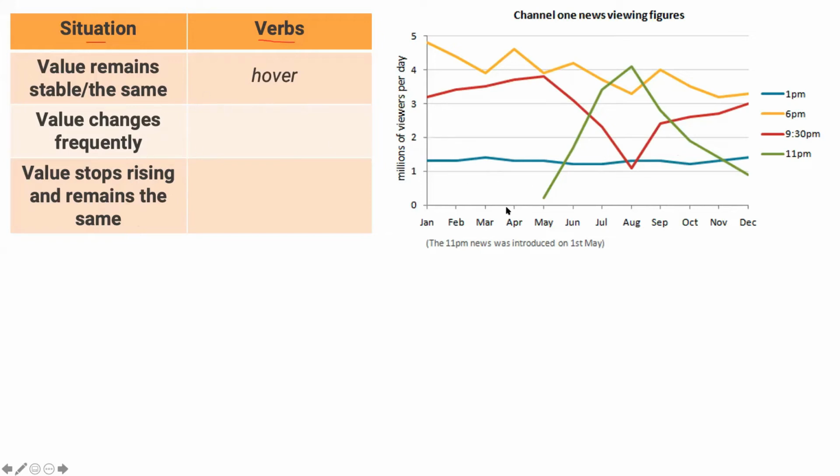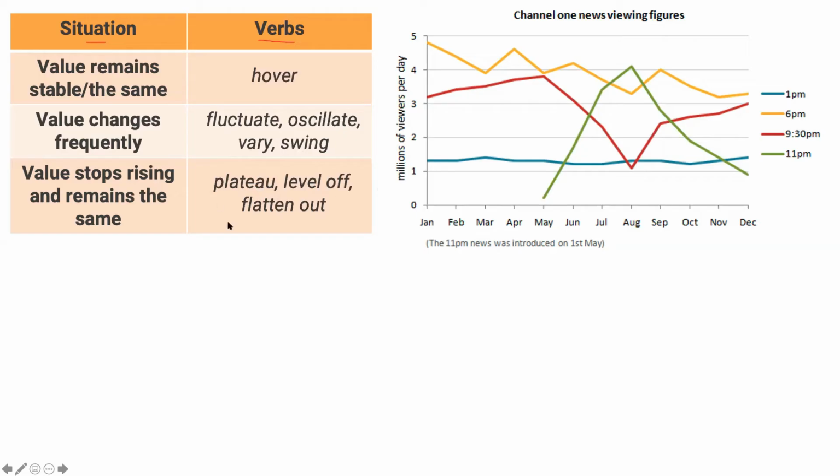If the value changes frequently, like you see the yellow line at 6 p.m., you could say it fluctuates, oscillates, varies, or it swings. And if a value stops rising and remains the same, you could say something like it plateaus, it levels off, or it flattens out. I've been using the third person here. This is what it would be in the infinitive.